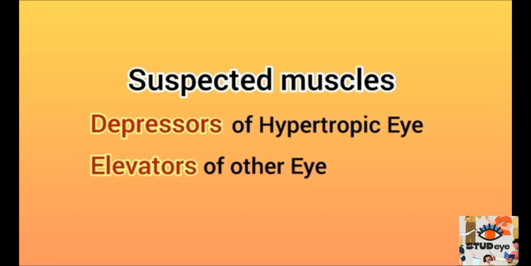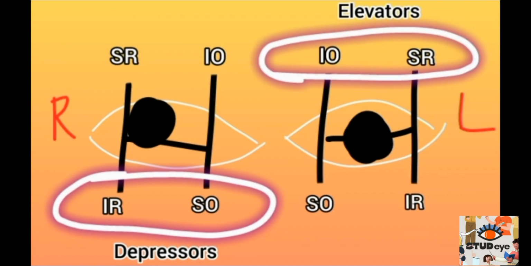Always remember, when you have checked which eye is hypertropic, it can be either right or left. You just need to memorize that the depressors of the hypertropic eye may be suspected, either of them can have a problem, and the elevator of the other eye may be having a problem. That is why the other eye is looking a bit below the normal level. Here you can see that in the previous example my right eye is showing hypertropia, so the suspicion should be the depressors of the hypertropic eye.